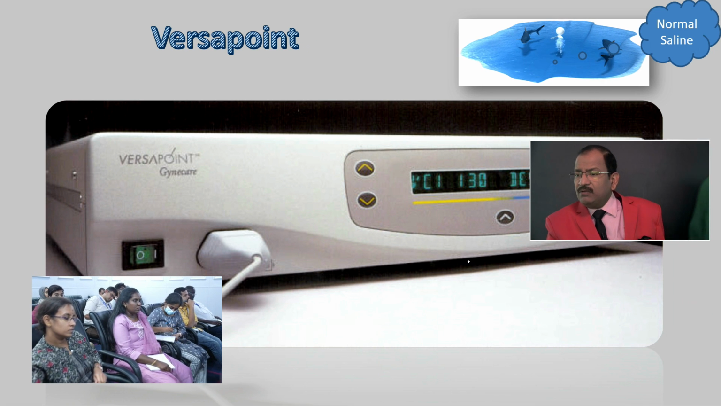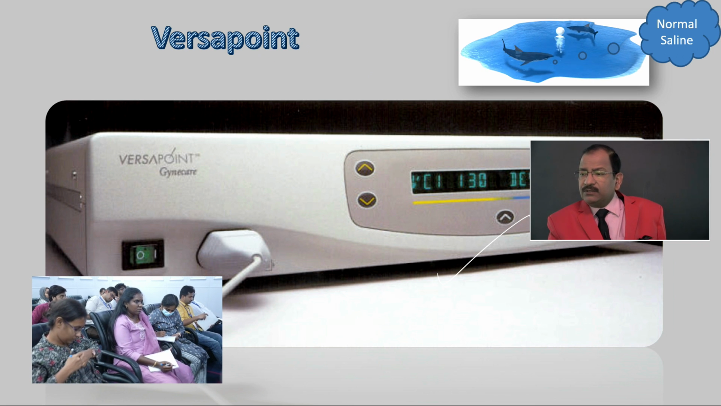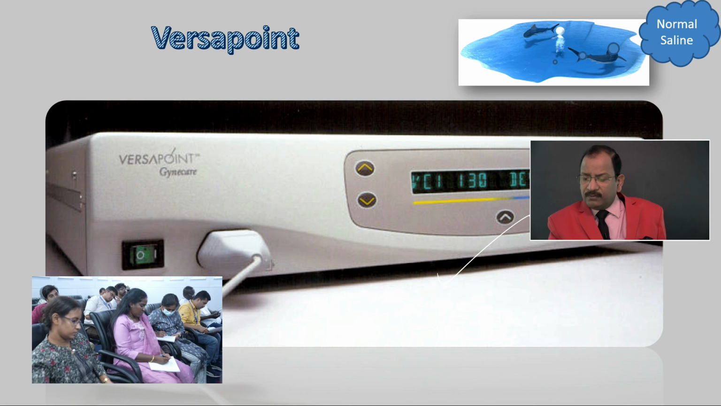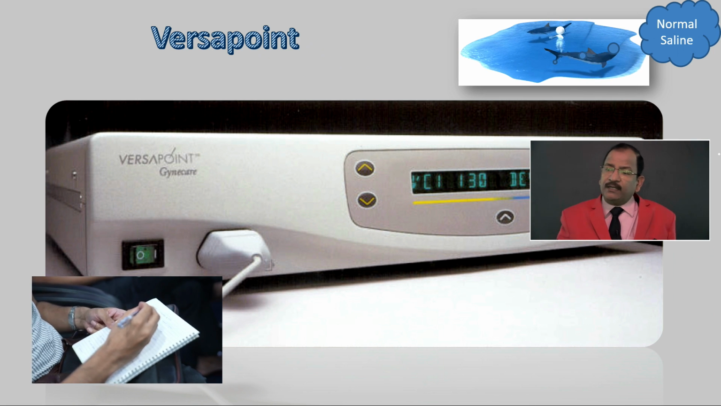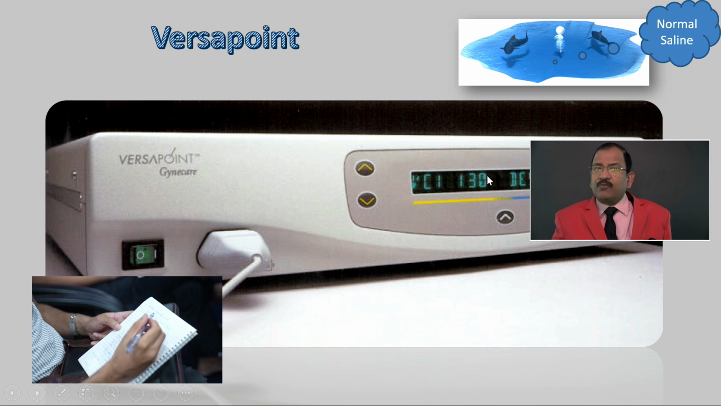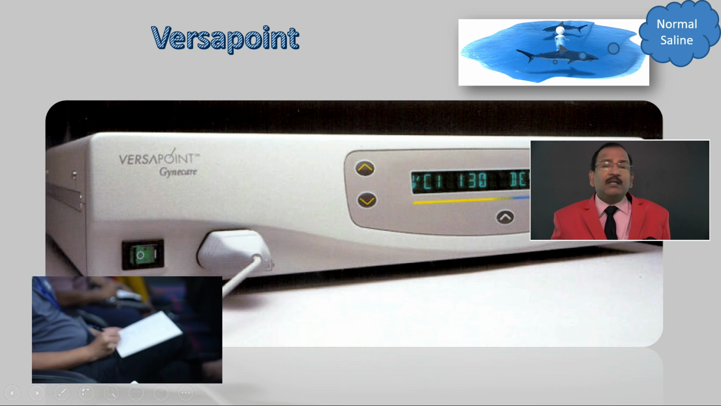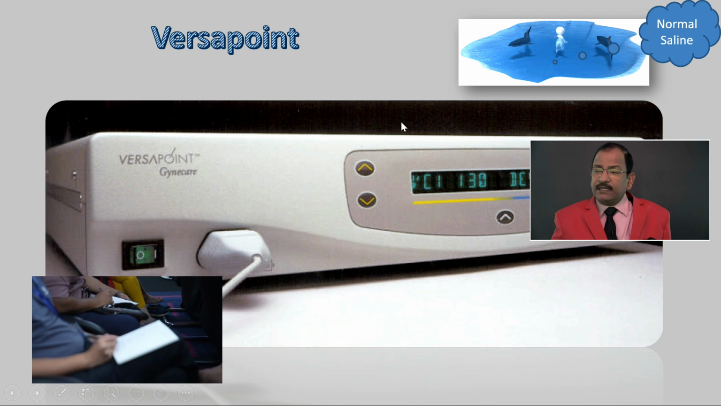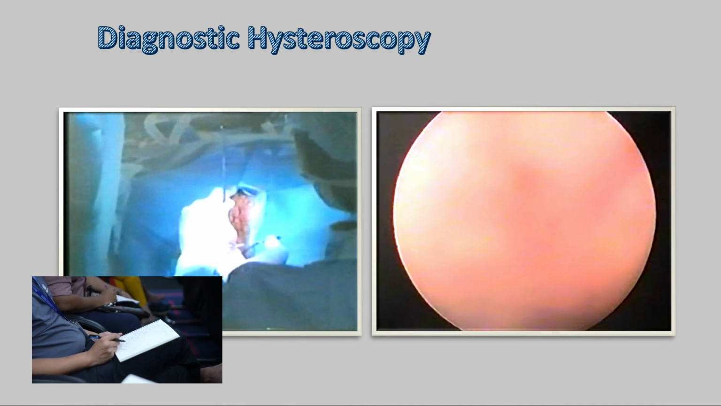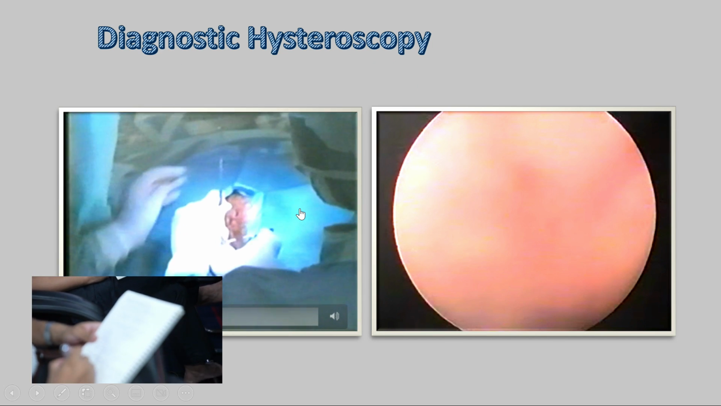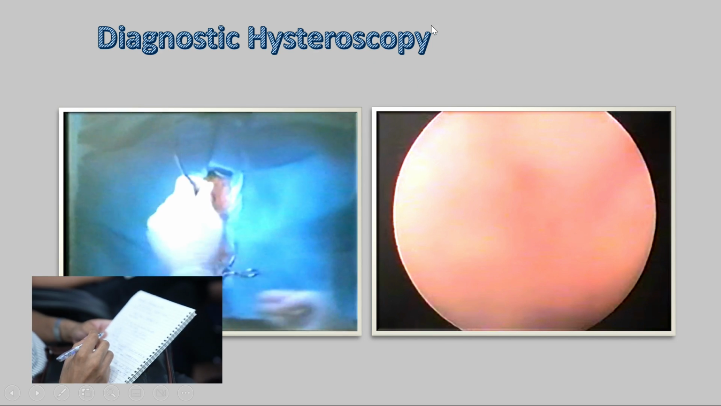So this is how you will do it. This is how you will perform, and this is how you will put it here, and this is called Versapoint. This is a bipolar hysteroscopic generator. Now you will put a speculum and you will dilate.